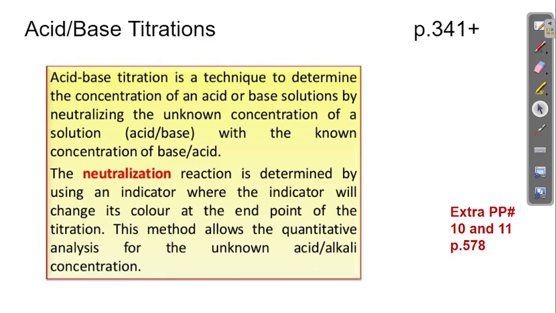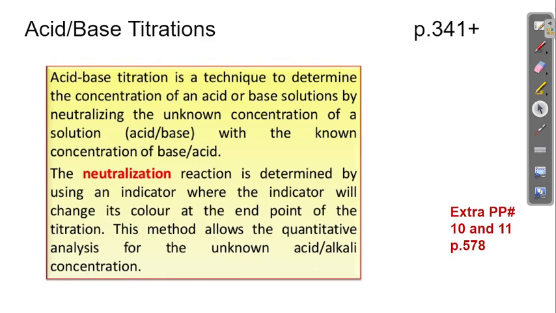Basically, you know the concentration of one of them, and you're trying to find out the concentration of the other. So if you know the concentration of the acid, you're trying to find the concentration of the base. If you know the concentration of the base, you need to be finding out the concentration of the acid. So it's the opposite. That's all it is. You use one to find the other.